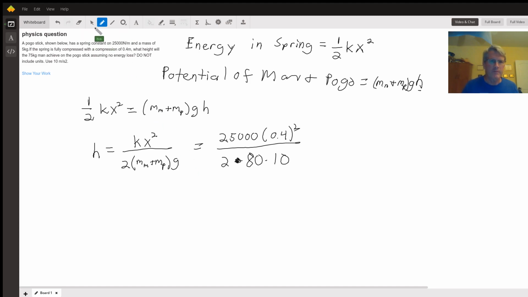Okay, and there we go. And of course, then this is equal to h. It turns out that the numerator comes down to 4,000. 25,000 times 0.16 is 4,000. Trust me. And the denominator comes down to 1,600. And the answer is 2.5. It'll be 2.5 meters.